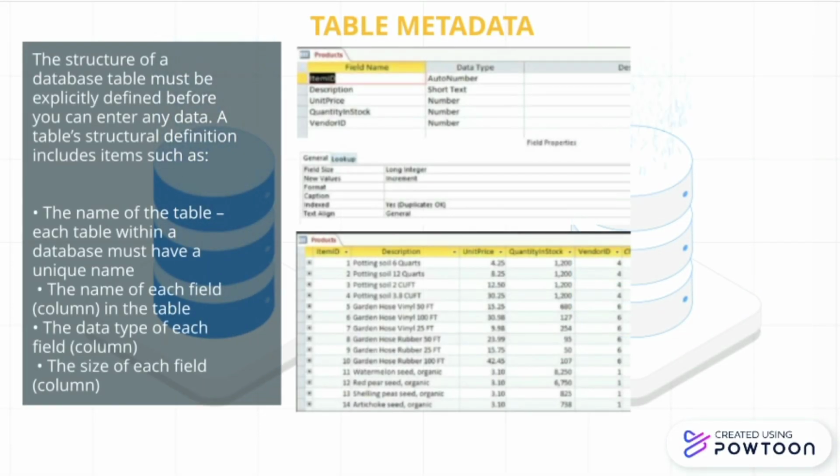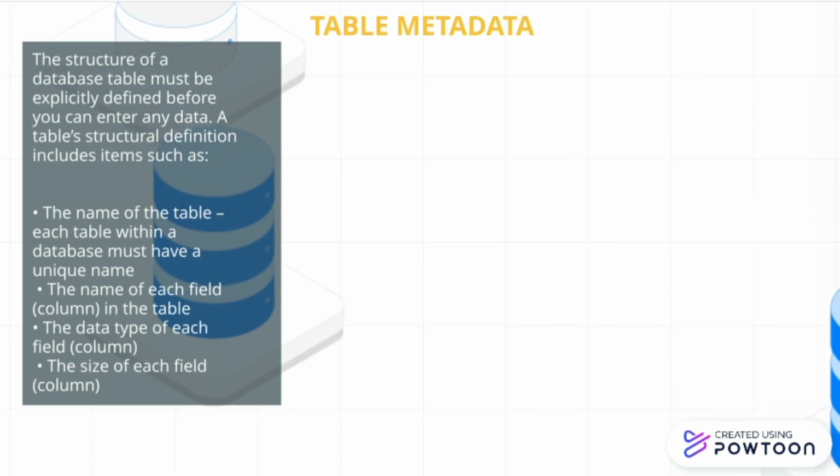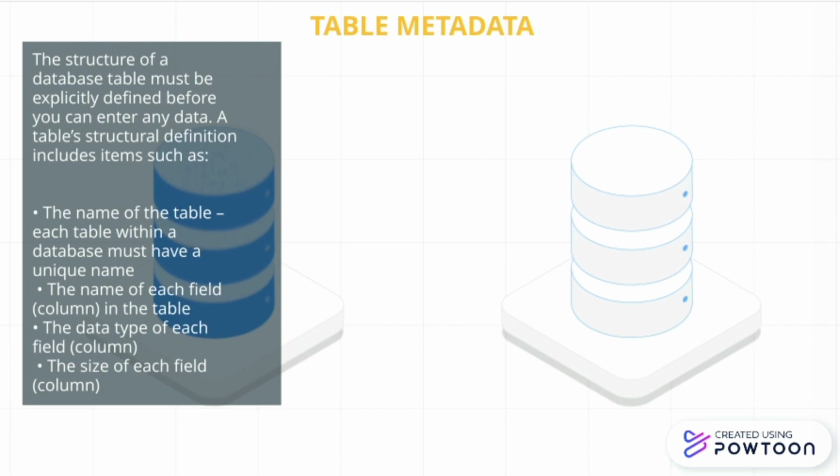The structure of a database table must be explicitly defined before you can enter any data. A table's structural definition includes items such as the name of the table. Each table within a database must have a unique name. The name of each field, column, in the table. The data type of each field, column. The size of each field, column.